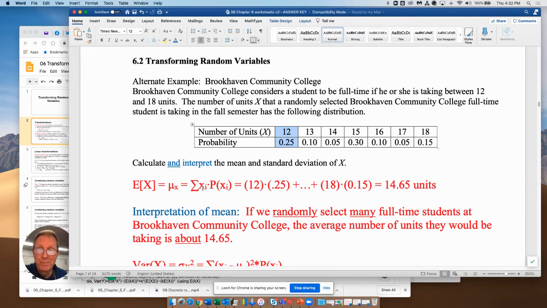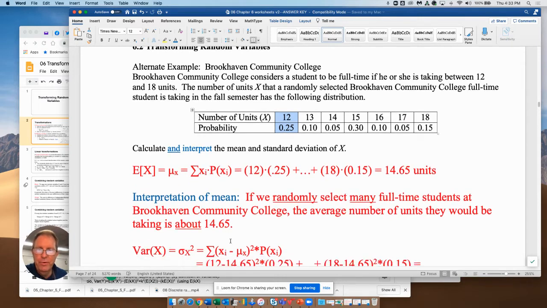And what I'm basically doing is I'm taking each observation x, multiplying by its probability, and then adding all of those together. I don't have to write all of those out. I can just write 2 of them. In this case, I've chosen to write the first and the last. And the sum total is 14.65 units. Make sure you have your units at the end. And how do we interpret that? If we randomly select many full-time students at Brookhaven Community College, the average number of units they would be taking is about 14.65 units. Now let's calculate the variance, or standard deviation.